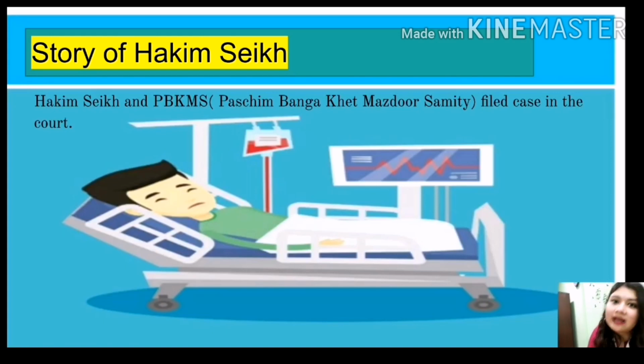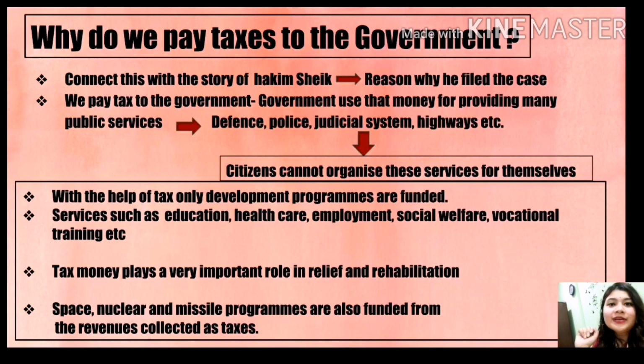Story of Hakim Sheikh. I hope you remember the story of Hakim Sheikh, how he suffered for 14 long hours. After that he was admitted to a private hospital where he spent lots of money because the government hospital didn't have space, and with a critical head injury he had to roam from one government hospital to another. Then he filed a case against it in the court. Why he filed the case, the reason behind it, we will know in today's session. So our topic is, why do we pay tax to the government?